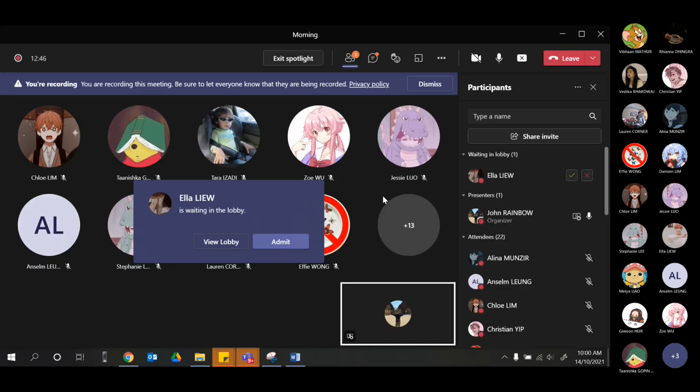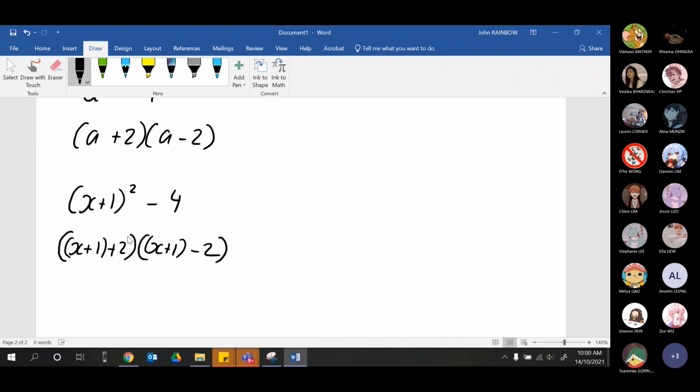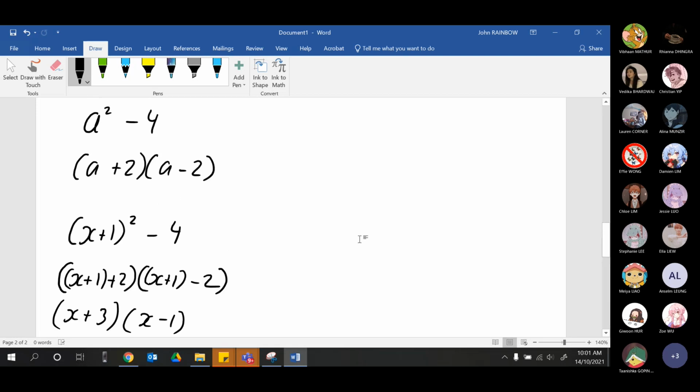minus 2. And then we've got that one there. Okay, so there's minus 2. So then we can simplify this. So that's going to be x plus 3, x minus 1. So we have a couple more of those.